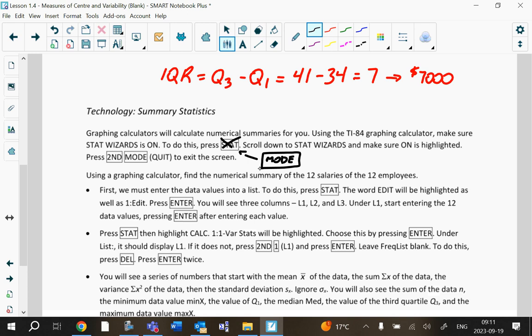Okay, second mode to get out of that, and you should have a blank screen. So what we want to do is find all the information of the 12 salaries, so we're going to enter them all. Here's how you enter. Press Stat, and it should be highlighted Edit, and number 1, press Enter. You're going to see 3 columns. You got 5? Okay, so you got more. That's okay. We're only going to use the first one anyway. Everybody okay?